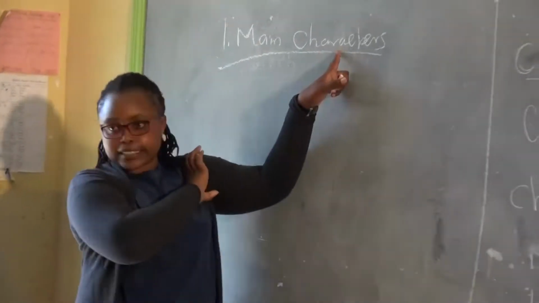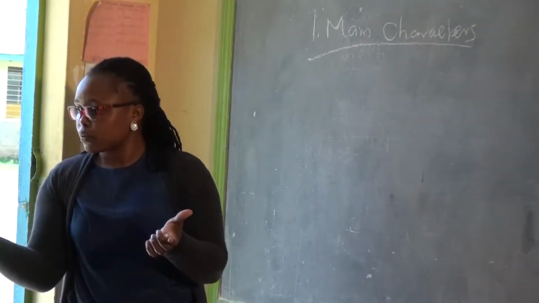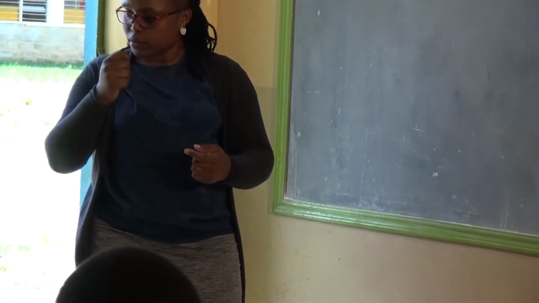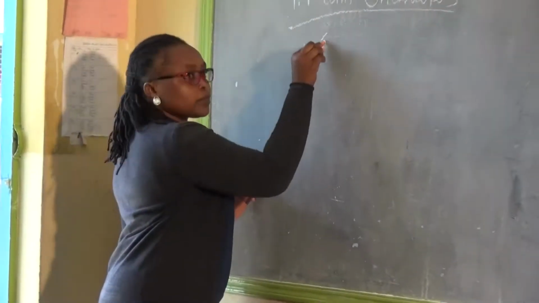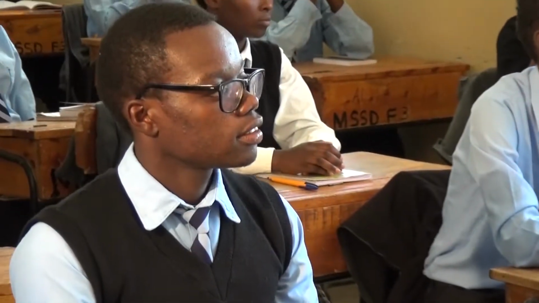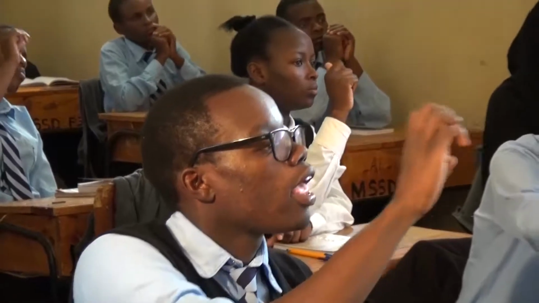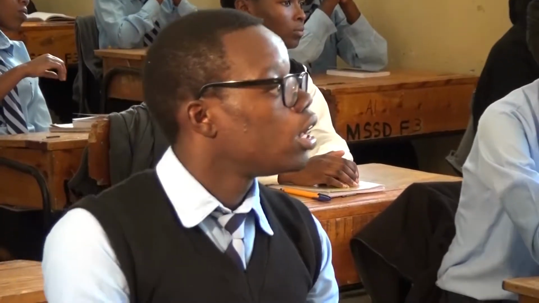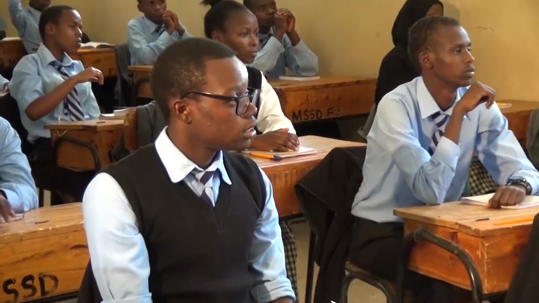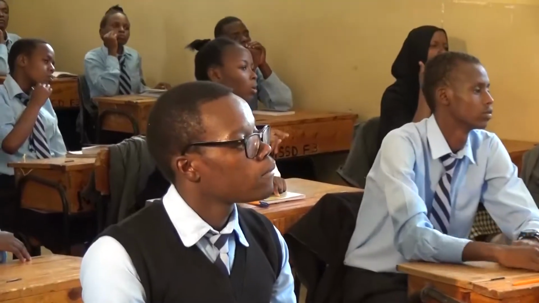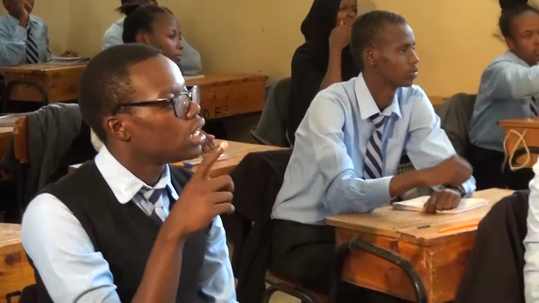We have main characters. Example, Taiyo. Then we have three, Ole. And four we have Mama Milanoi.